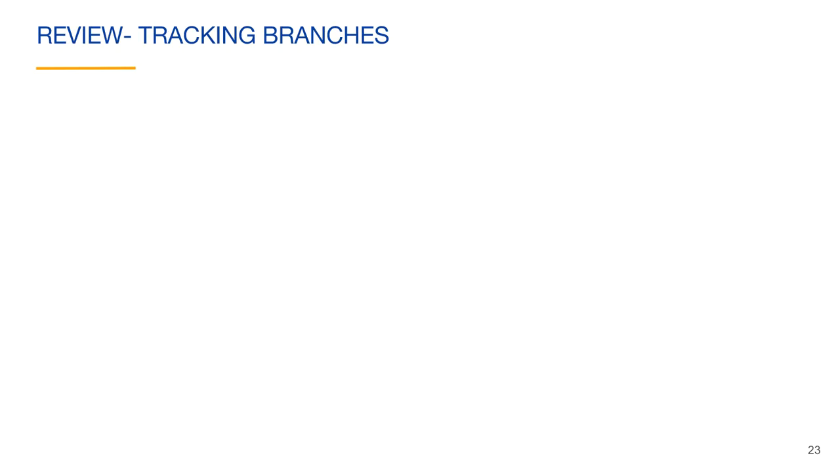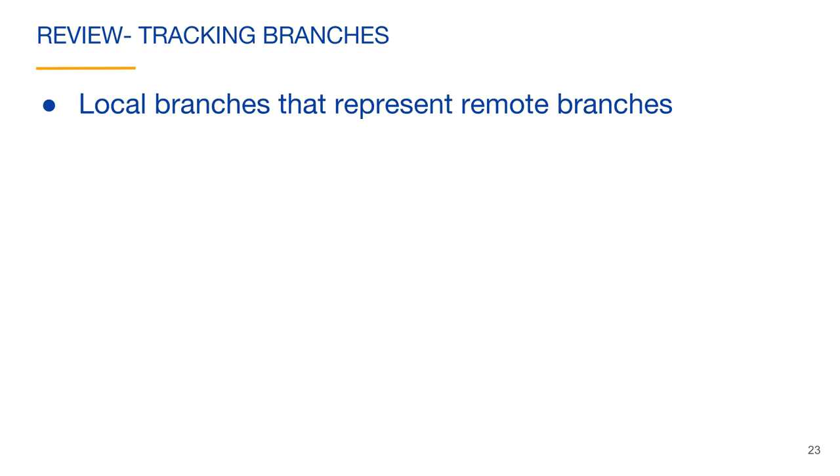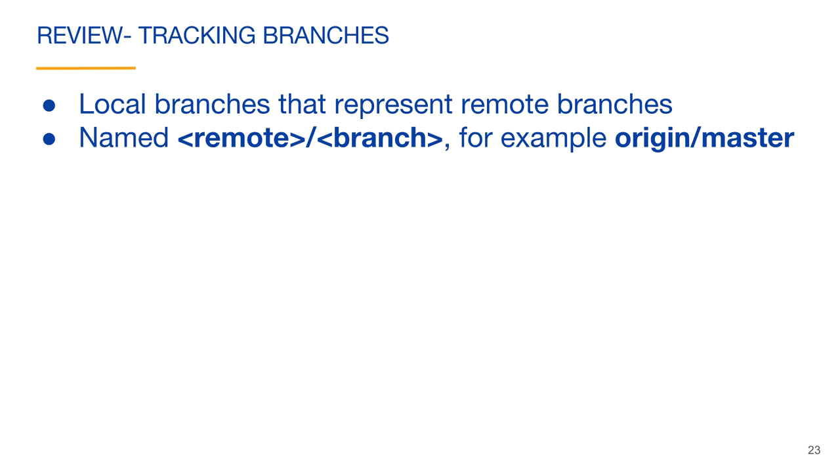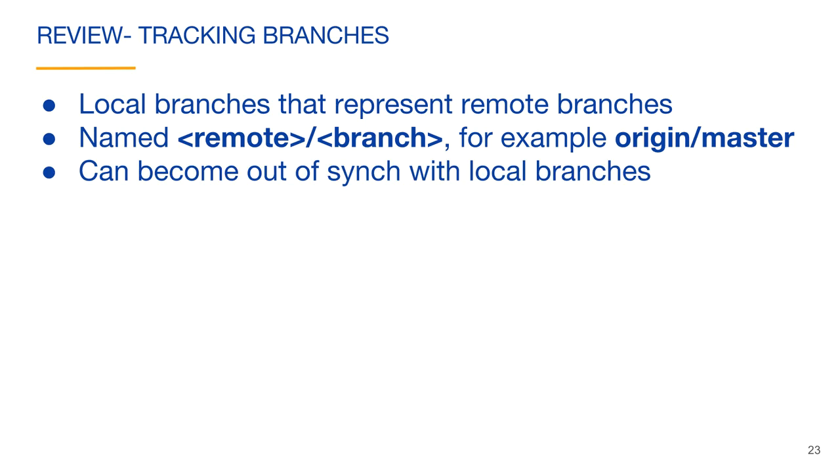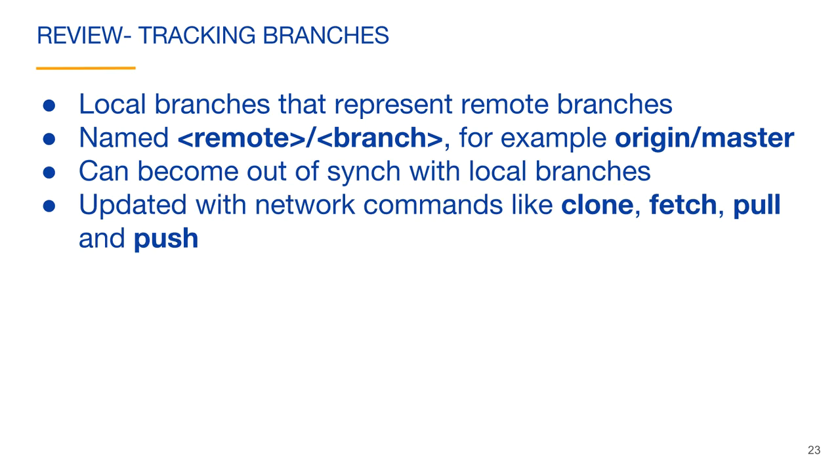Here is a review of what we've discussed in this video. Tracking branches are local branches that represent remote branches. They are named remote/branch, for example, origin/master. They can become out of sync with local branches, and they are updated with network commands like clone, fetch, pull, and push.